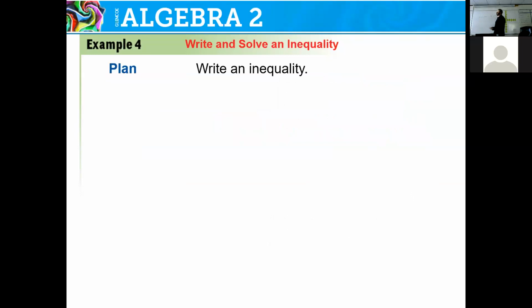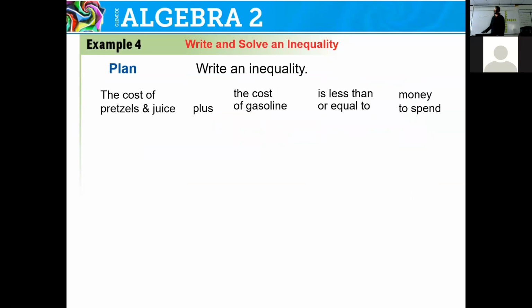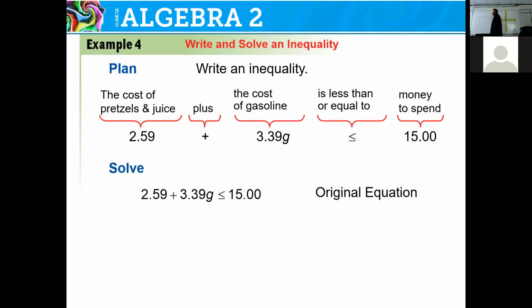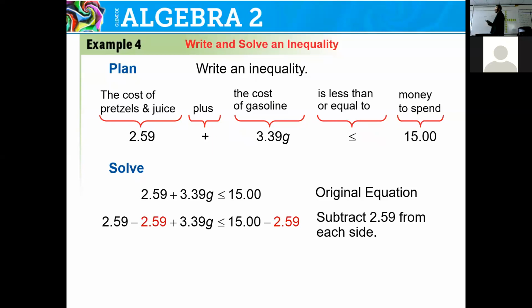So they planned it out, and we've written an inequality. Cost of pretzels plus the juice is 2.59. Add that to the total cost of the gasoline, has to be less than or equal to $15. Okay, and now we can proceed to solve it. So the first thing that we would do is start to isolate the variable. So we want to move 2.59 from the left side to the right side by subtracting 2.59 on both sides. Then we're left with 3.39G has to be less than or equal to $12.41.